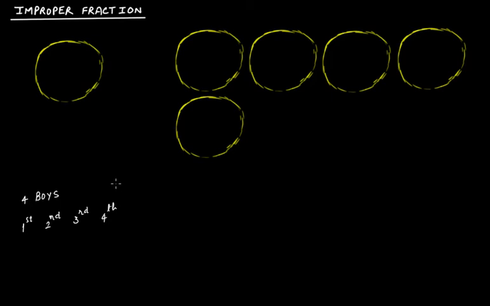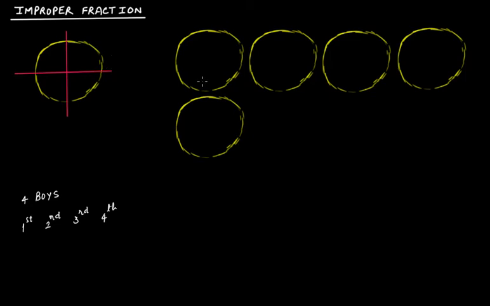Now, we are going to consider this one pizza as a whole. We have discussed all these things in the previous videos. So we take this pizza as a whole, as a single unit. Now we'll perform fraction on this, and whatever fraction we perform will be a proper fraction. So if I have to distribute this pizza among these four boys, first I'll divide this and I'll divide this.